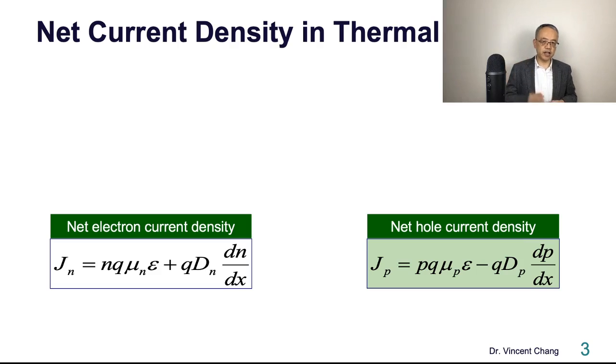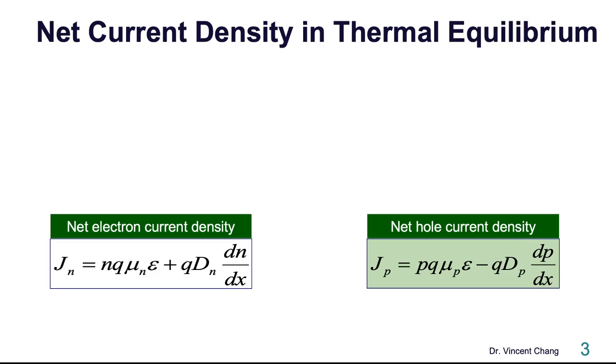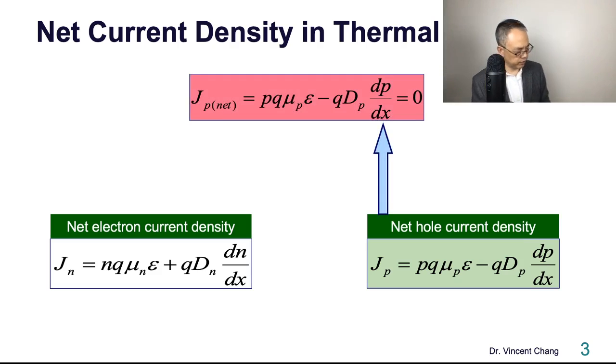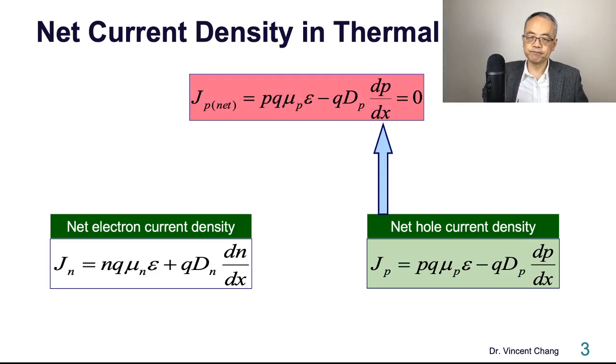Net current density in thermal equilibrium. We know in the thermal equilibrium of the p-n junction, the net current is zero. That means what? That means two forces are balanced out. The diffusion component will be canceled out by the drift component. The drift, again, coming from the electric field.